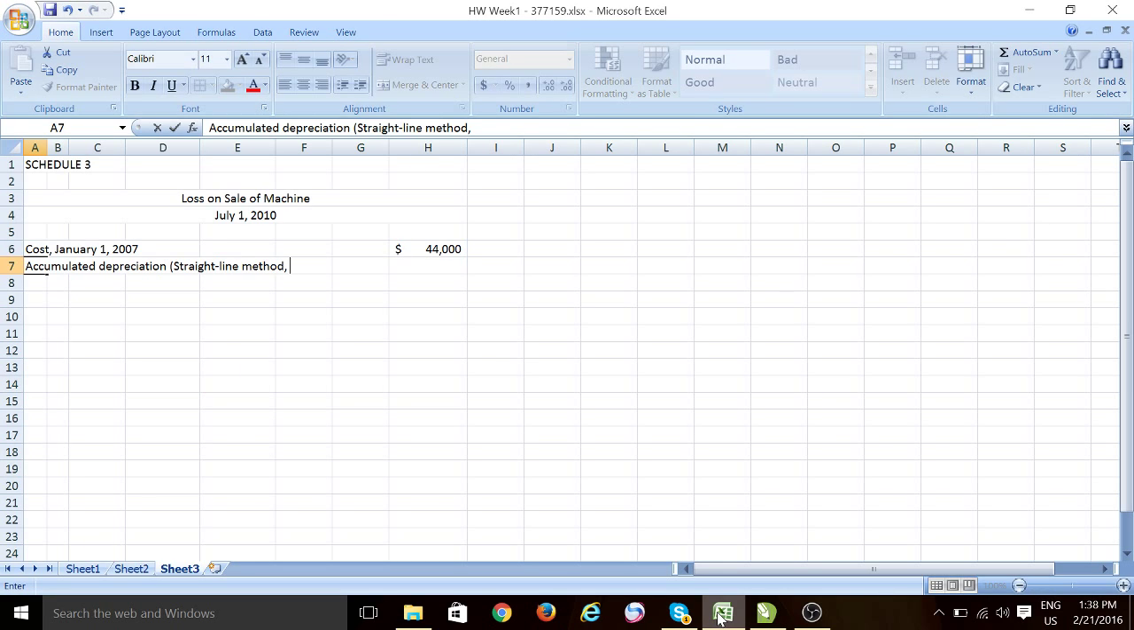So we note that down, that the salvage value of $2,000, and then with a 7-year of useful life. So we acquired the machine from January 1st, 2007, and we sell it in July 1st, 2010.